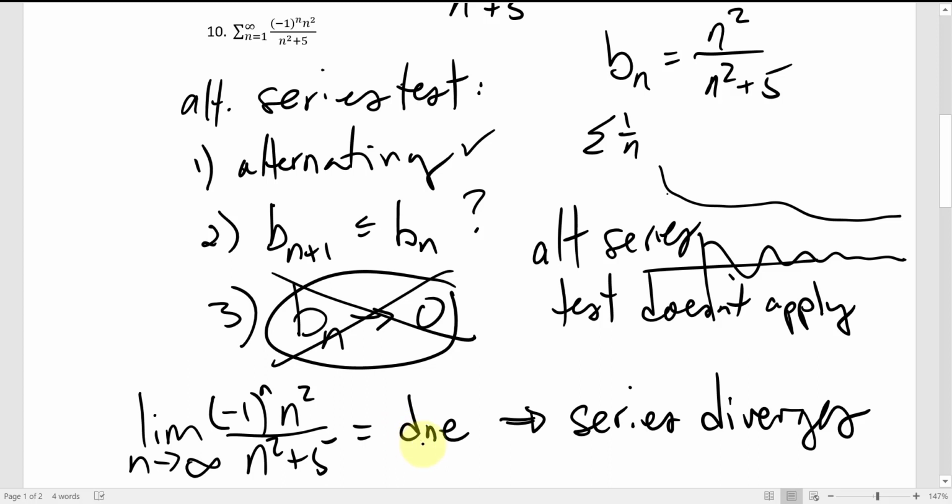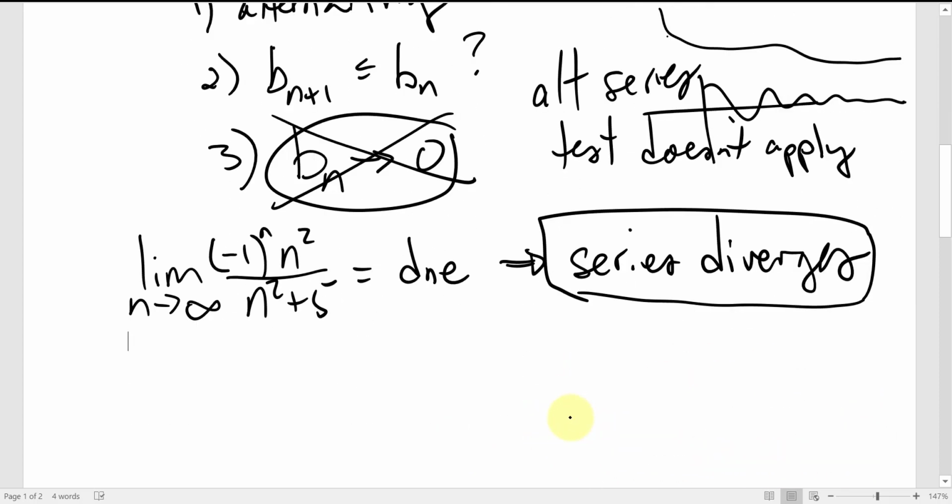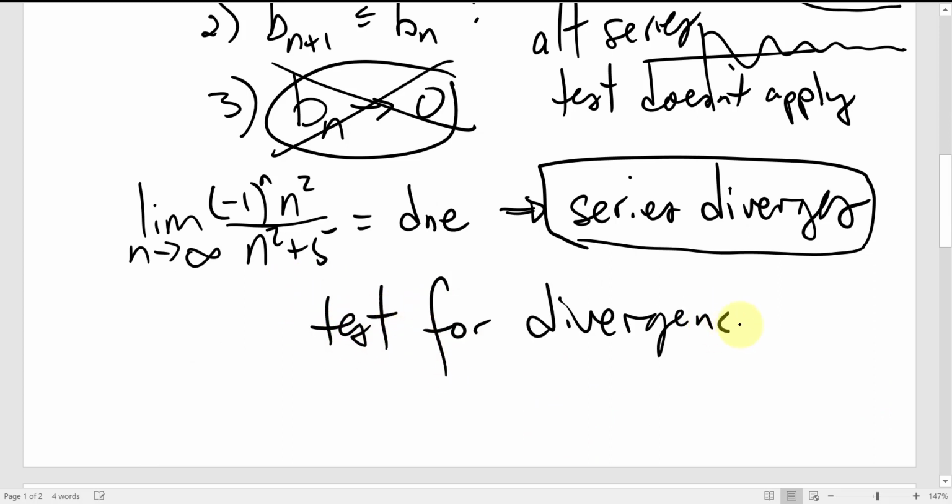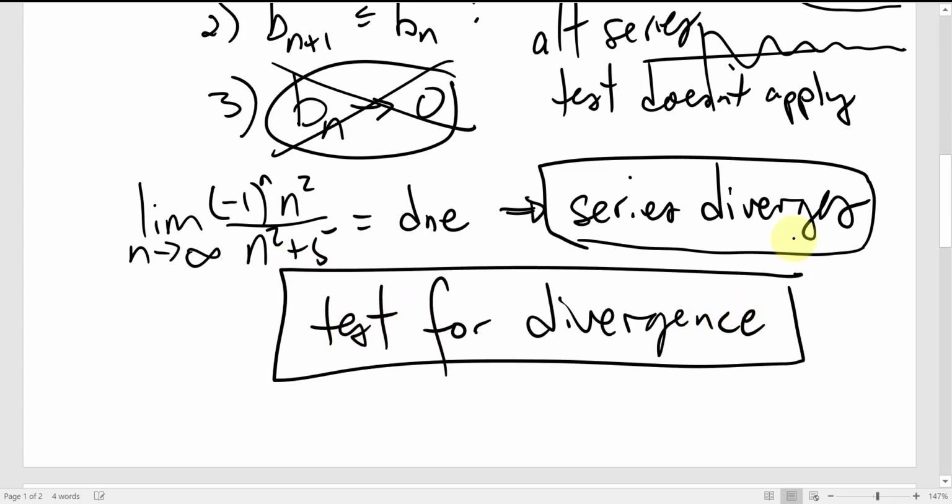But if the terms don't go to 0, for example, if they don't go to 0 because the limit doesn't even exist, the series diverges. And so that's the answer. And the reason is not alternating series. It is the test for divergence. That's the test that I just applied.